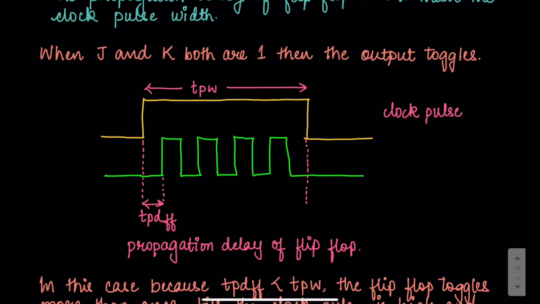And in the situation when J and K both are equal to 1, the output can toggle multiple number of times. So if previously the output was Q equal to 0 and Q bar equal to 1, and we provide the inputs J and K equal to 1, 1, the output expected is Q equal to 1 and Q bar equal to 0. But because of this situation, the flip-flop can toggle n number of times, and hence we may not be sure what the output is. This is what you call the race around condition.